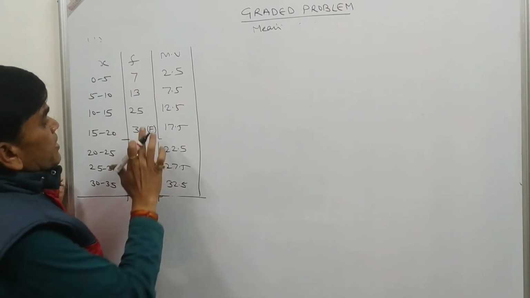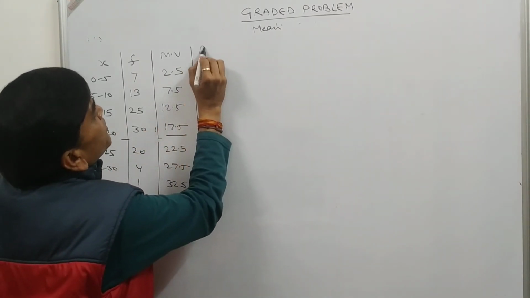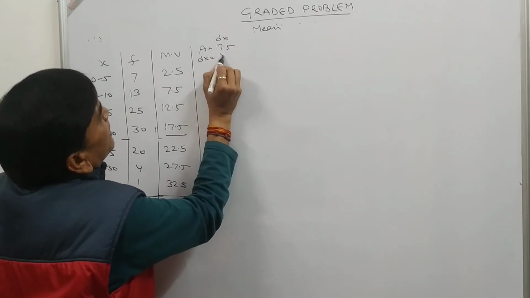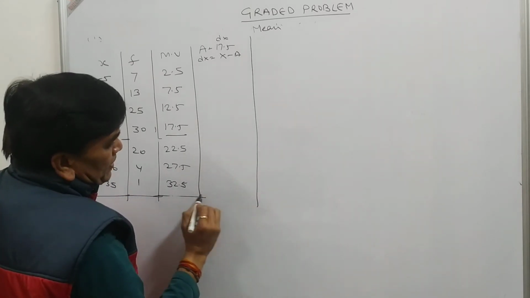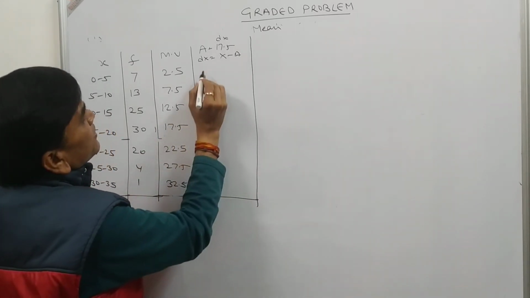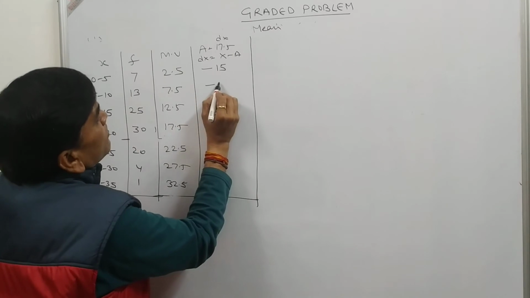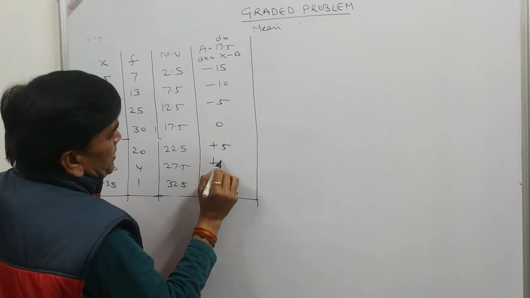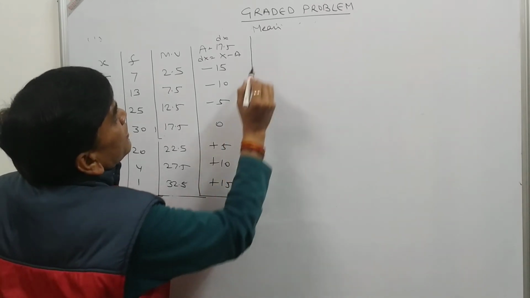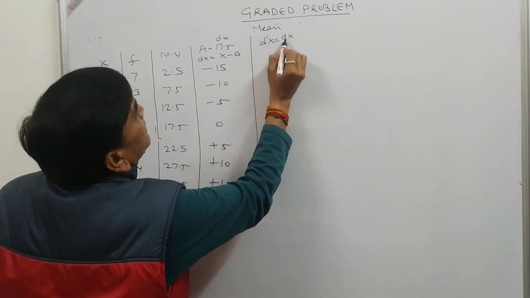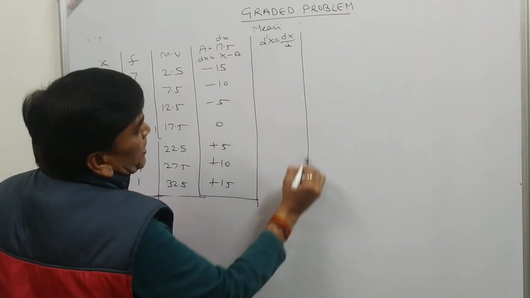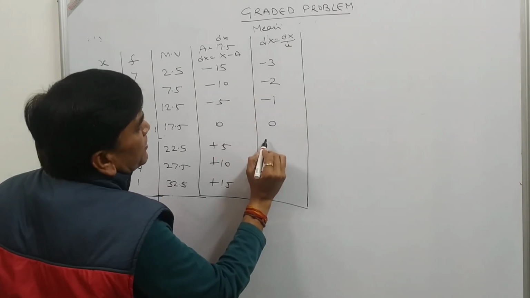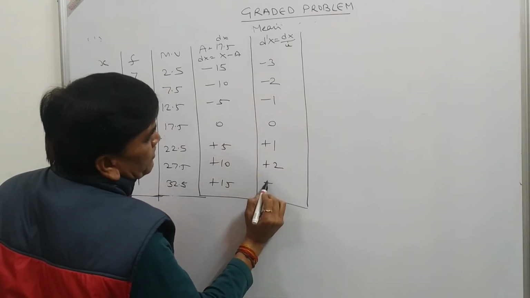Suppose we assume the mean is 17.5. With assumed mean 17.5, the value of dx: dx is equal to x minus assumed mean. So that will be minus 15, minus 10, minus 5, 0, plus 5, plus 10, plus 15. d dash x is equal to dx divided by I. The step deviation method is used here. So minus 3, minus 2, minus 1, 0, plus 1, plus 2 and plus 3.